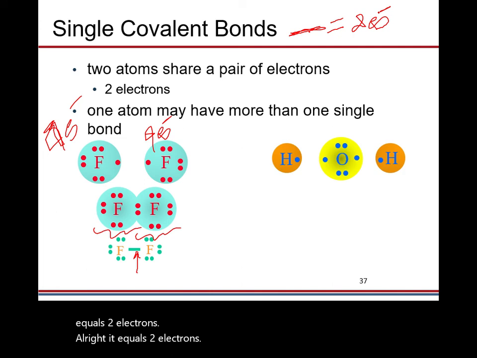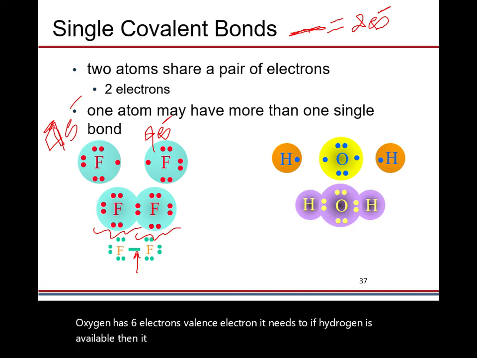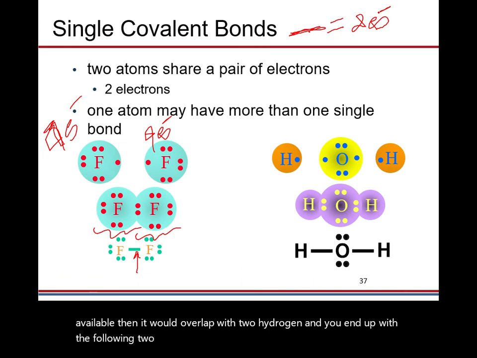Oxygen has 6 valence electrons. It needs 2. If hydrogen is available, then it would overlap with 2 hydrogens, and you end up with the following: 2 single bonds with oxygen. And now you know why water is H2O, not H3O or HO.